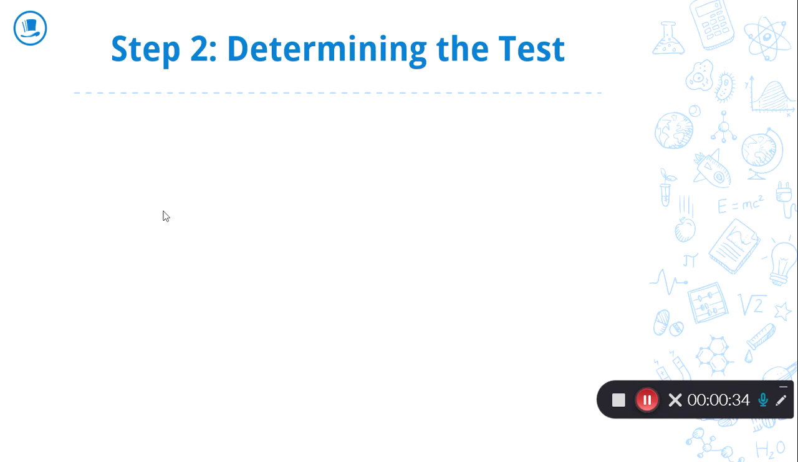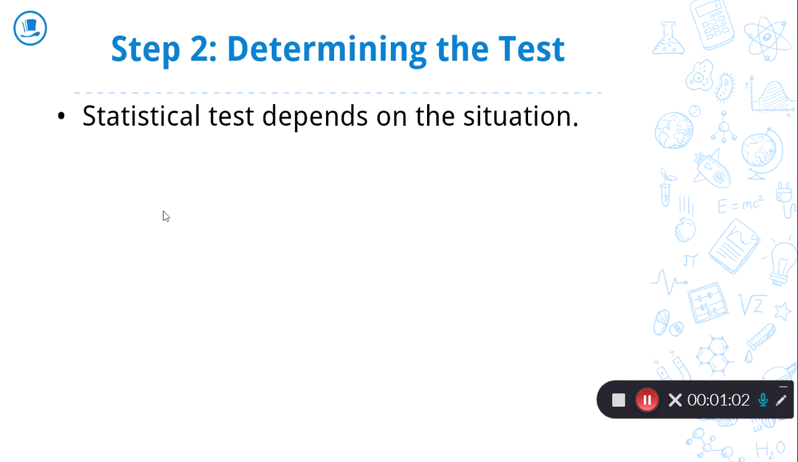Okay, so step two. The first thing step two talks about, and this is the sub step that Top Hat has, remember, I lumped a bunch together into my step two, is determining what test is appropriate. And with hypothesis testing, the main steps, 1, 2, 3, and 4, are all the same. They change slightly from test to test. But basically, the statistical test depends on the situation.